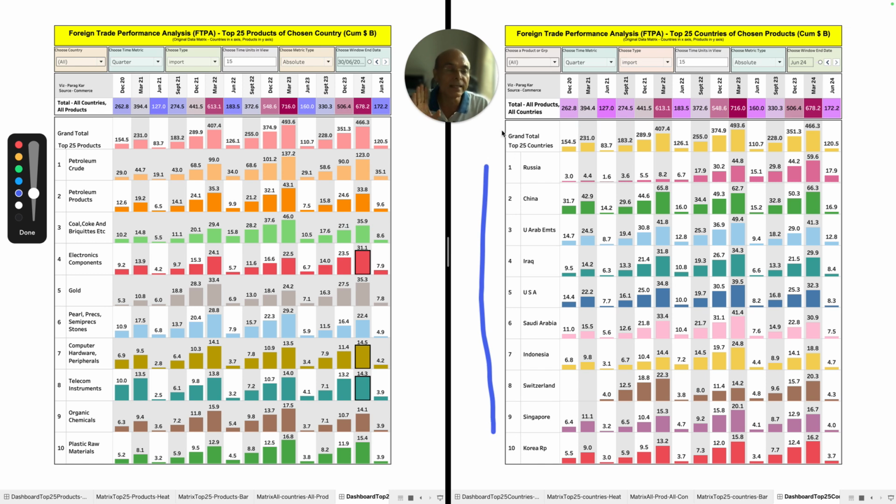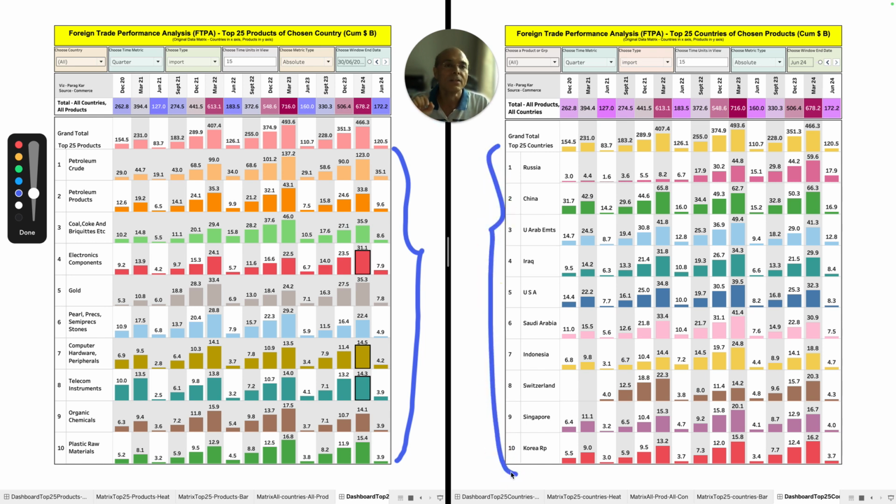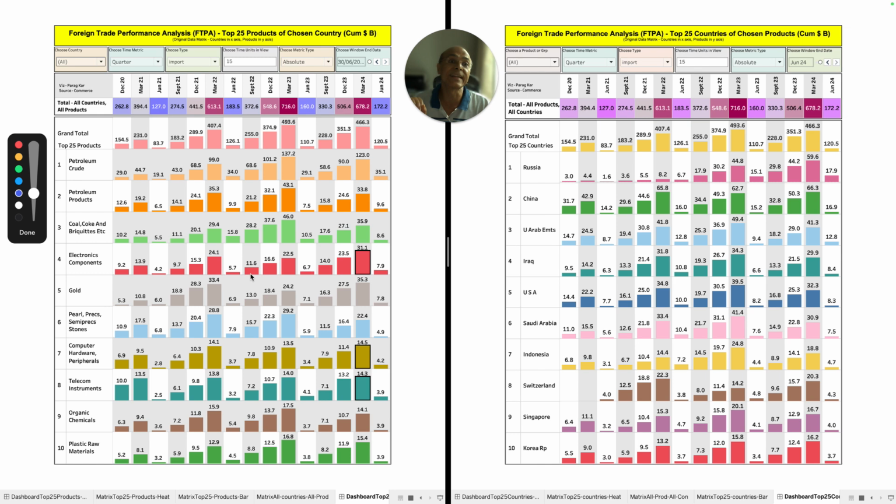You will notice one thing, that this block and this block are the same. Similarly, this block and grand total are going to be the same. What is going to be different is this particular portion. Here it is products and here it is countries. So why have I created a dashboard like this? Because it will help you understand these important countries from the point of view of imports and what we are importing from there. That is why.